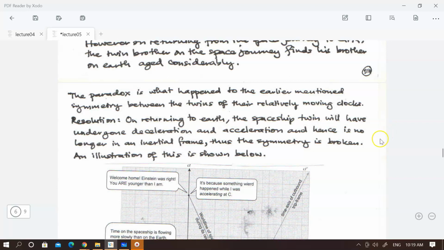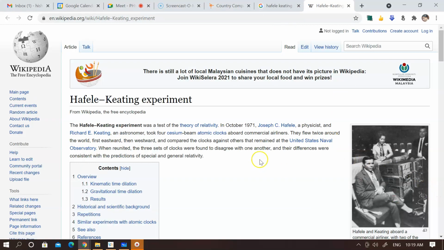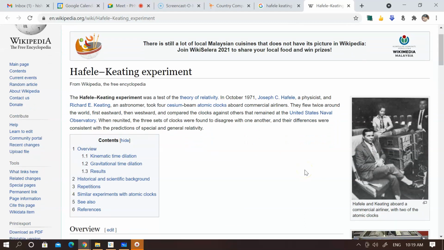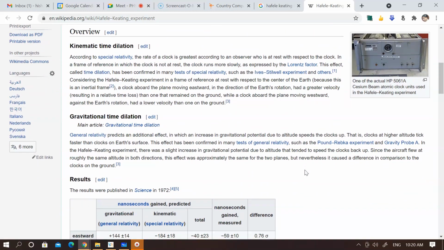I would like to change to this, so you might want to read this for yourself. There is an experiment done by Hafele and Keating. They brought atomic clocks, which are very accurate. One was flown eastward and one was flown westward, and then they compared these with the atomic clocks on the Earth, and they saw some difference. The results are over here.